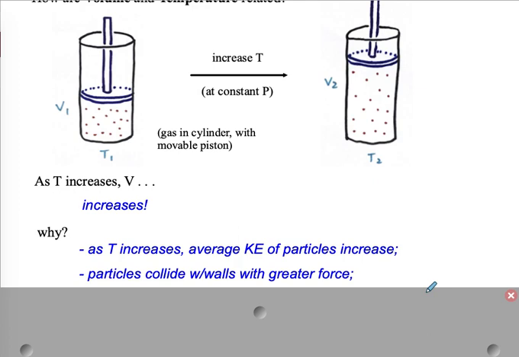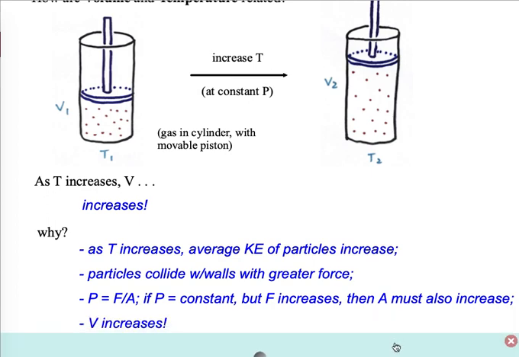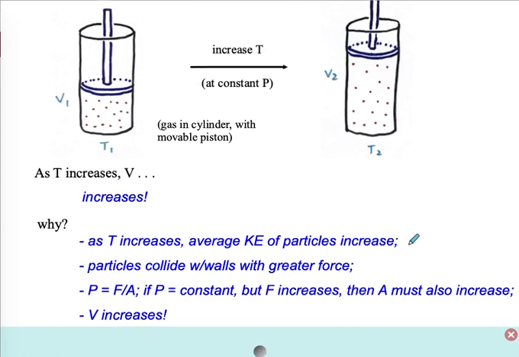As the kinetic energy of the particles increases, they collide with the interior walls with greater force. Pressure is defined as force over area. If the pressure exerted by the gas is constant, but the total force due to the collisions increases, then the surface area over which the force is exerted must increase as well. How can the surface area increase? The only way the surface area can increase is if the volume increases as well, by the piston sliding up.